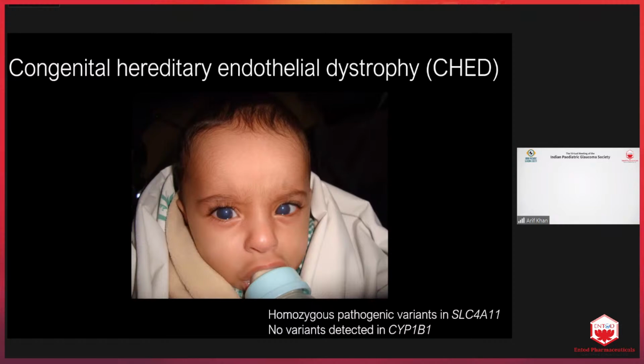Genetic testing is useful in this scenario. We can molecularly confirm the diagnosis of CHED, and the fact that this child does not have variants in CYP1B1 in a region of the world where CYP1B1 variants commonly underlie congenital glaucoma is supportive of the fact that there's no clinical evidence on my exam for congenital glaucoma, only for CHED.